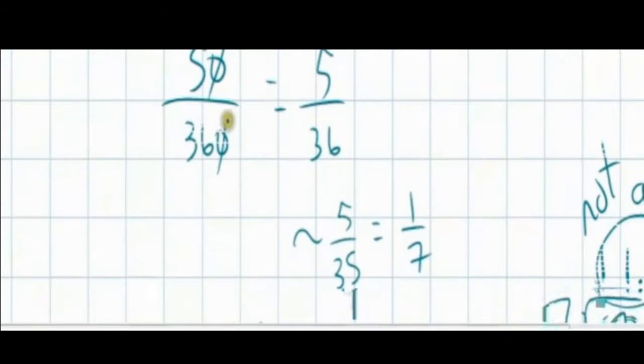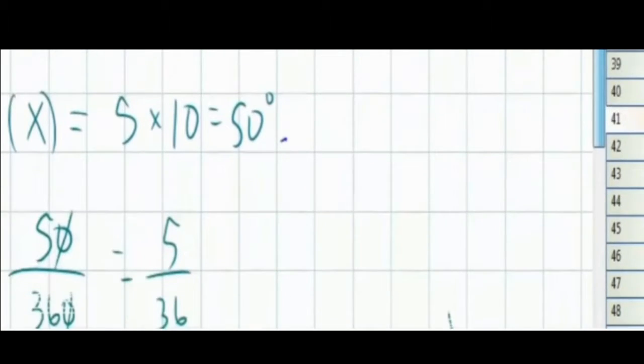So what you're going to do is say 50 out of the 360 is the same as saying 5/36, or approximately 5 over 35, which is 1/7. Well, what's 1/7 of 80? Well, that would be 11.4, which is not an option. It's actually not anywhere near any of your options, and so you would leave it blank.